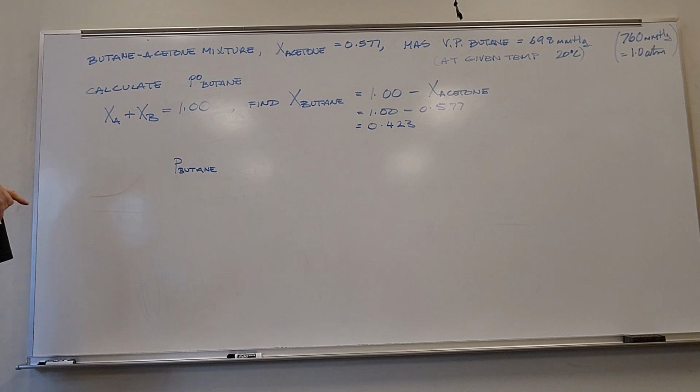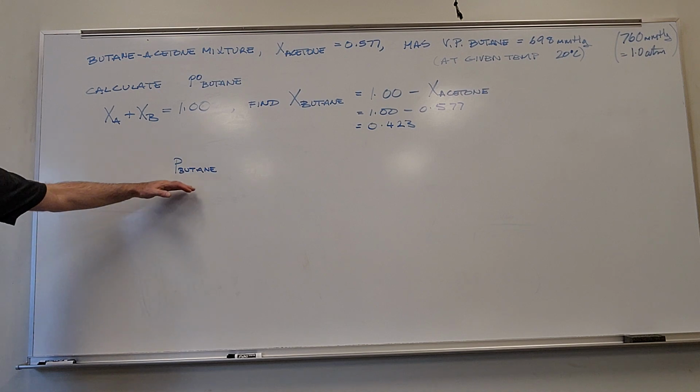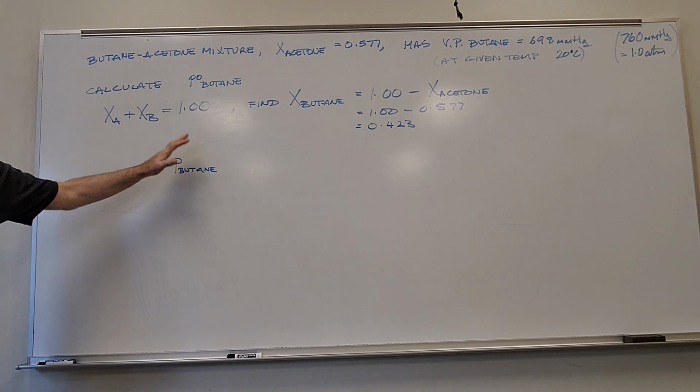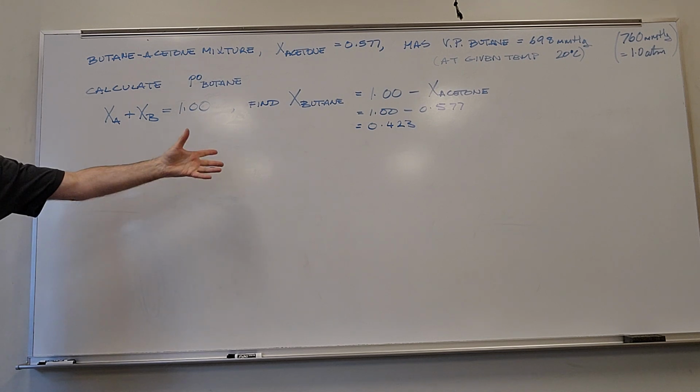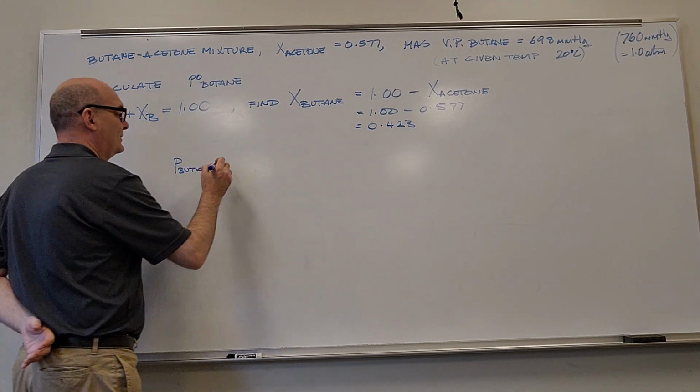The previous one said that the vapor pressure of everything was the mole fraction of the first component multiplied by its pure vapor pressure, plus the mole fraction of the second one multiplied by its pure vapor pressure. So we can find the vapor pressure of any individual component as long as we know its mole fraction and its original vapor pressure. There are 3 terms here. Any one of them that's missing, we can find.